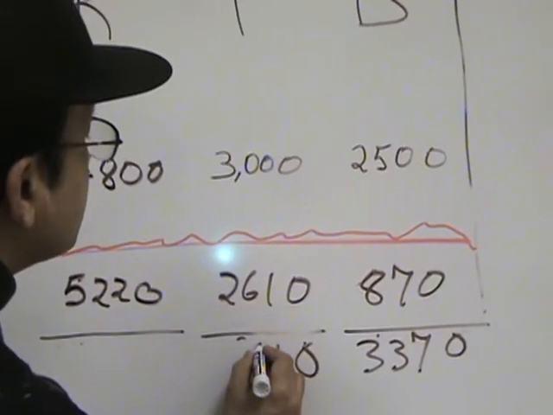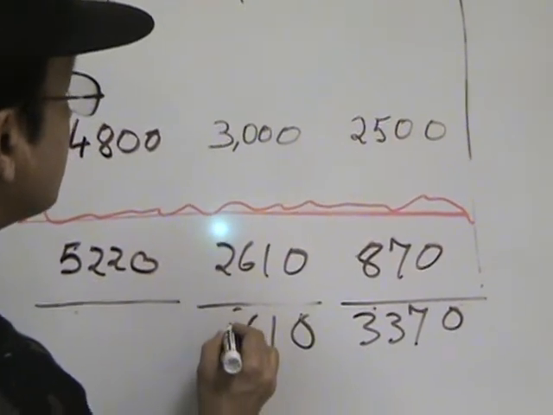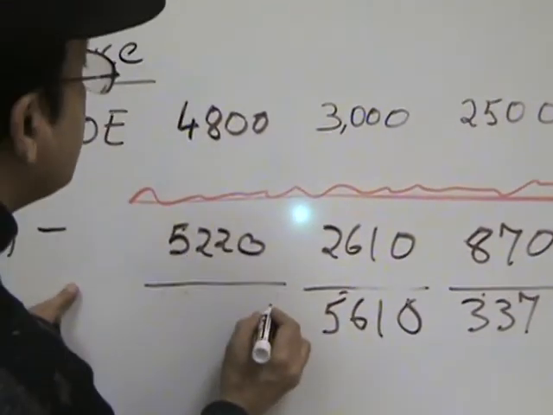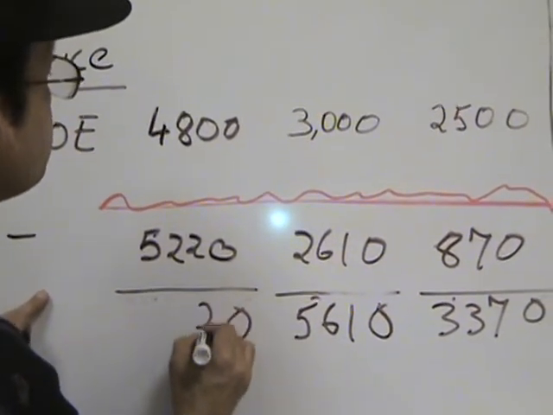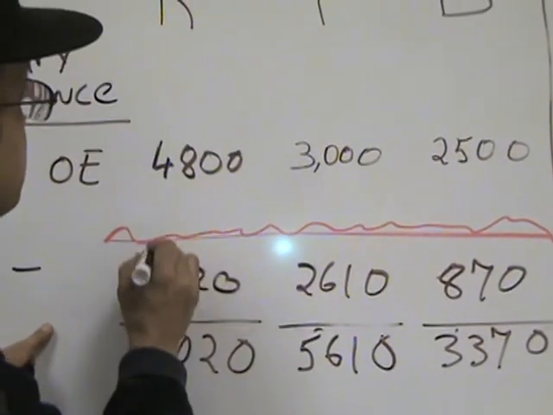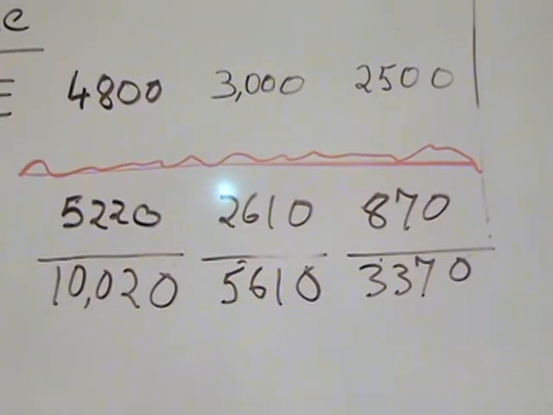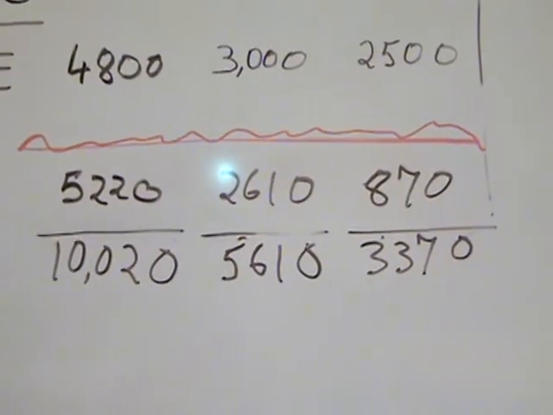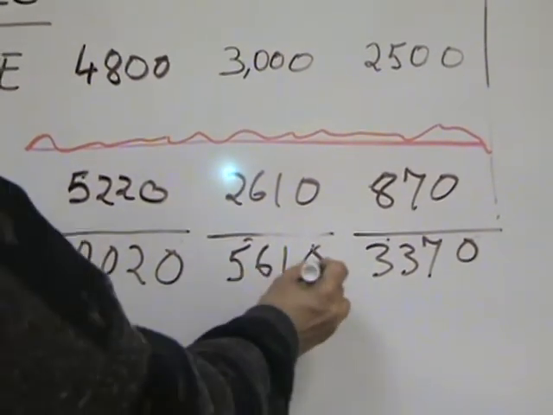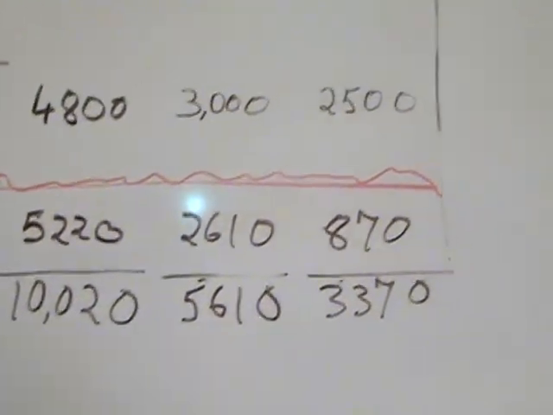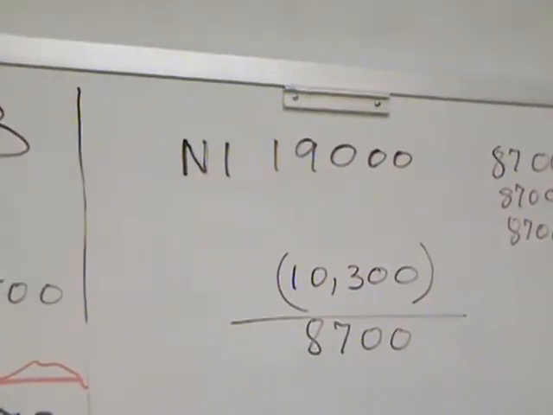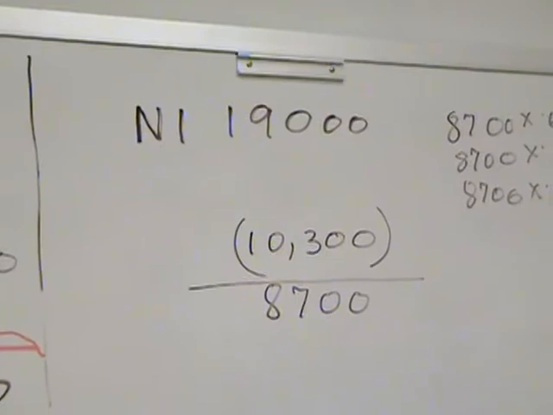This is going to add up to 5,610. And this guy's going to be 10,020. Good, that's how we found an error. Now, if you add those together, Anna, 10,020 plus 5,610 plus 3,370 should equal 19,000, then you know it's correct. And that's how you do it.